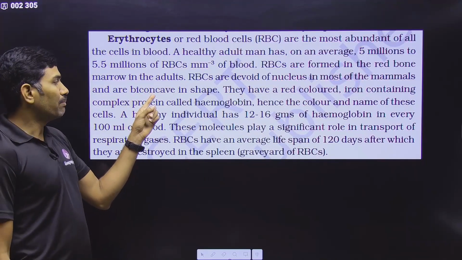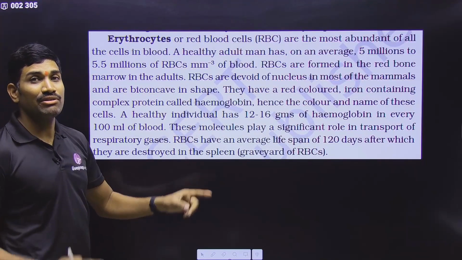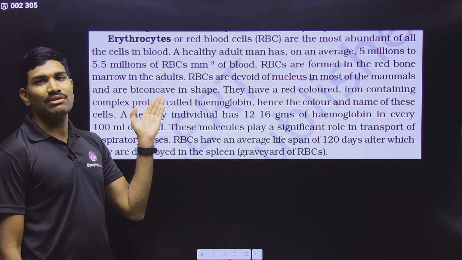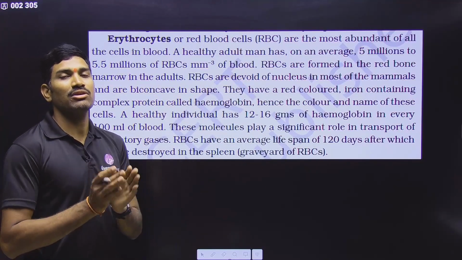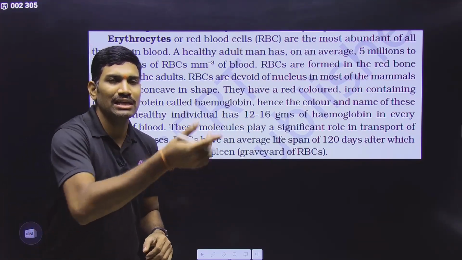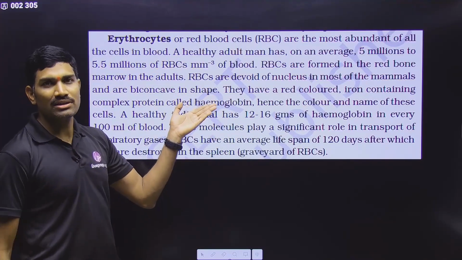And they are biconcave. If the nucleus is present, it will be biconvex. Since the nucleus is not present, they become biconcave in shape, and this biconcave shape helps in the easy passage of these RBCs through small capillaries also. There is an advantage here also.